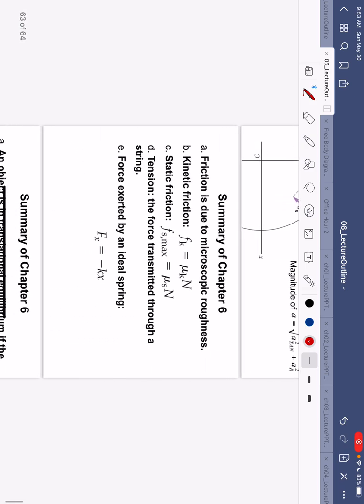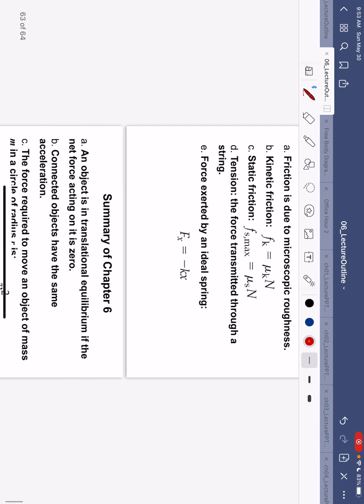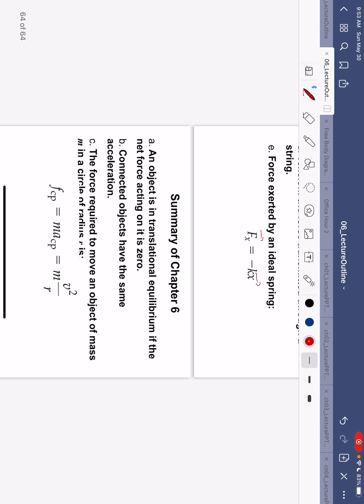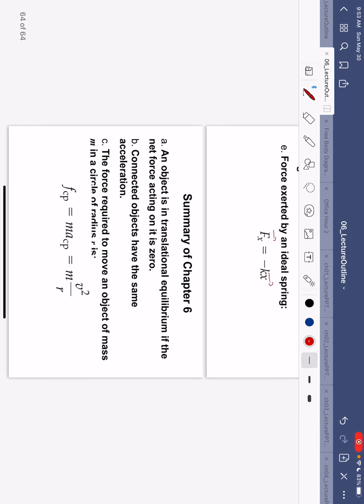Okay, this is the summary of chapter 6. Friction is due to microscopic roughness. Kinetic friction, static friction, the maximum value is given here. Tension is the force transmitted through a string. The force exerted by an ideal spring is Fx. Remember, this is for the direction. An object is in translational equilibrium when the net force acting on it is 0. Connected objects should have the same acceleration, and the force required to move an object of mass m in a circle is the centripetal force, F centripetal equals mv squared over r.